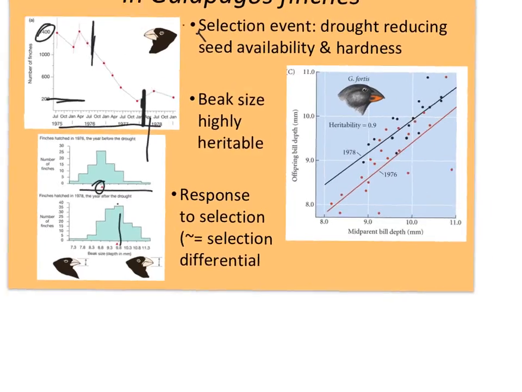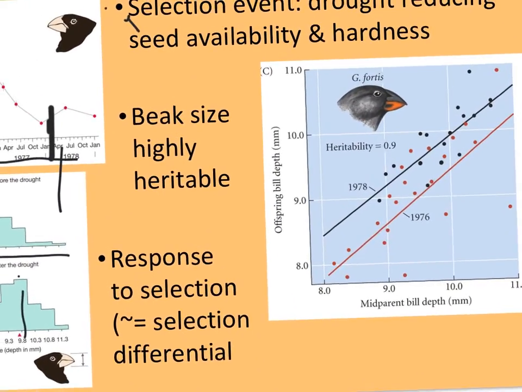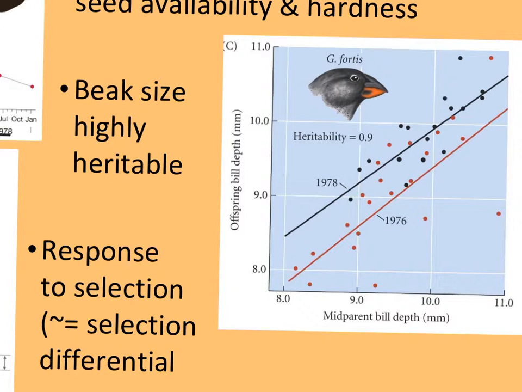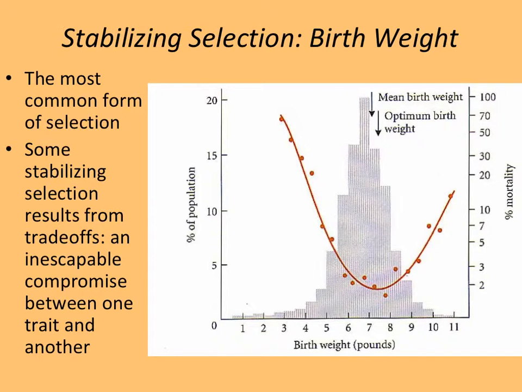So that's the response to selection. And we can also show how heritable it is and how things change, in that if you plot the parent's bill size versus the offspring's bill size, you can actually see the response to selection, that over time it goes bigger and bigger and is highly heritable. So that's directional selection. There's another kind of selection.